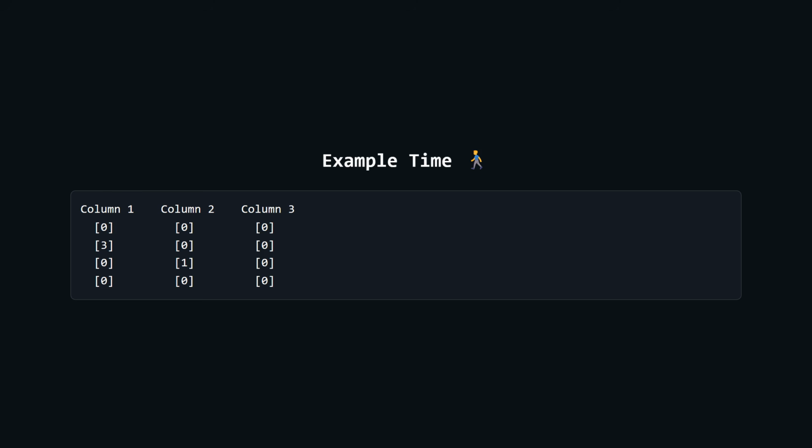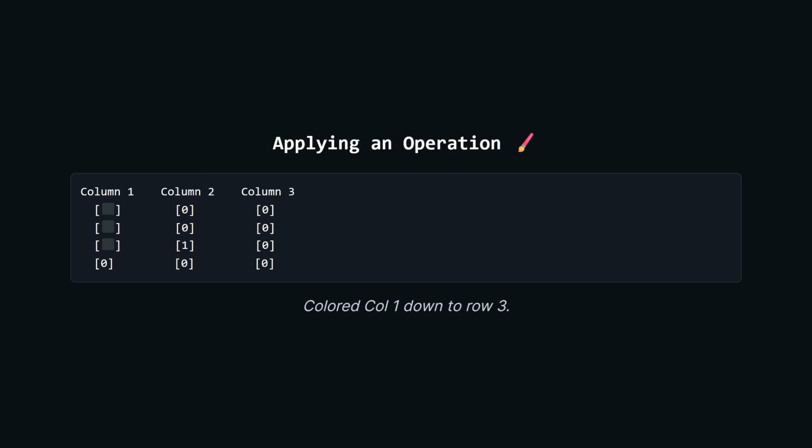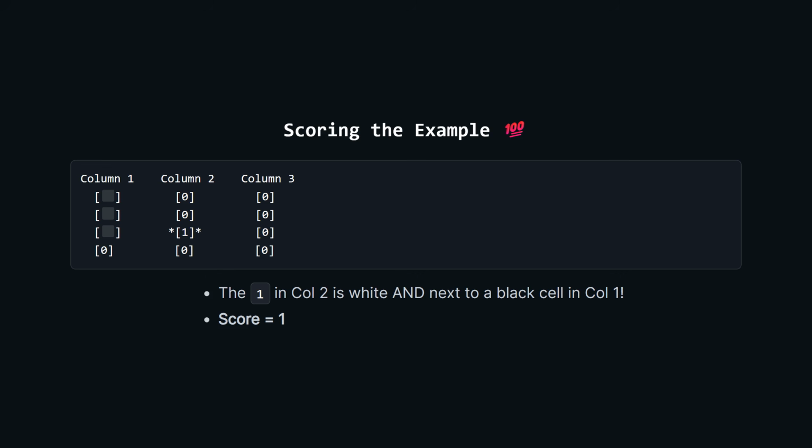Let's look at a simple example grid. Imagine we want to try painting some cells. Let's say we color the first column black, from the top down to the third row. Now we look for white cells next to black cells. That number 1 in the second column is white, and it has a black cell right next to it, so we add 1 to our score.